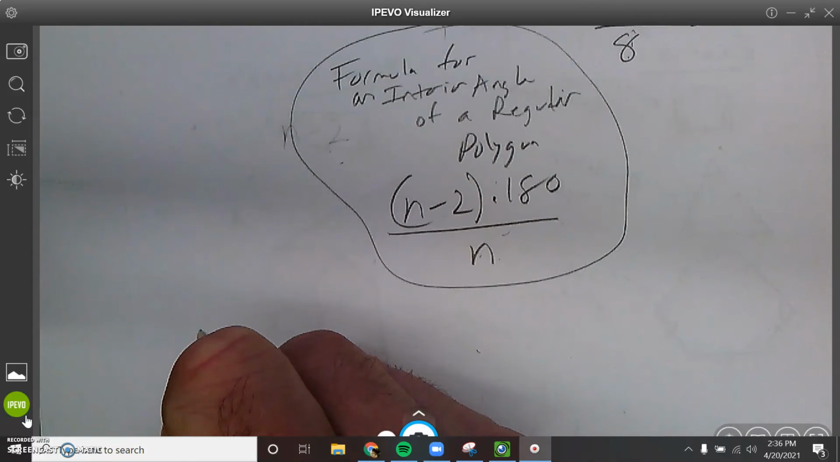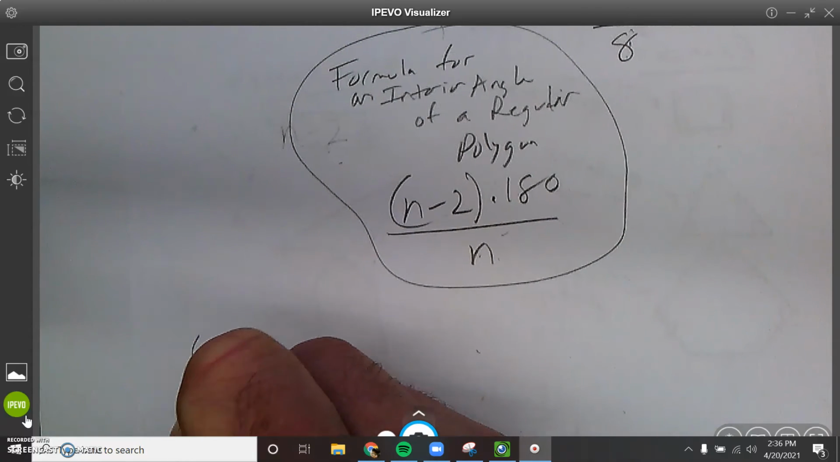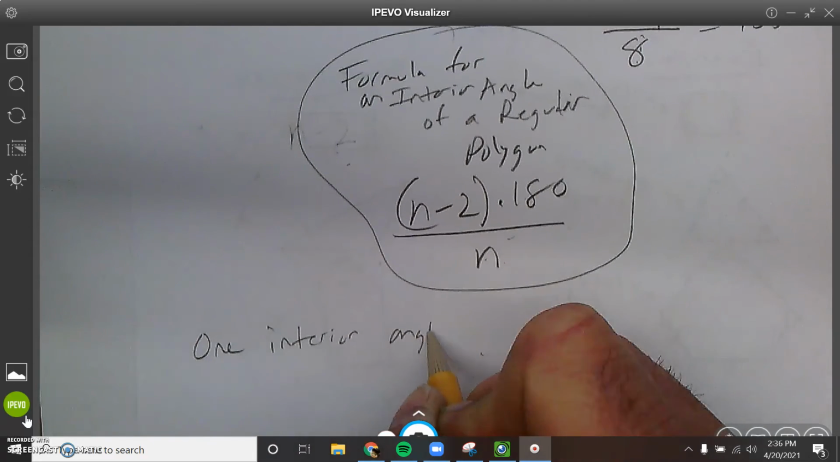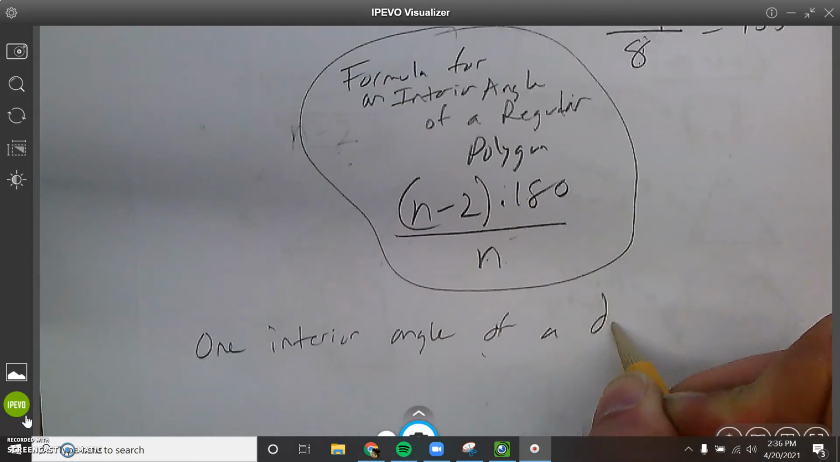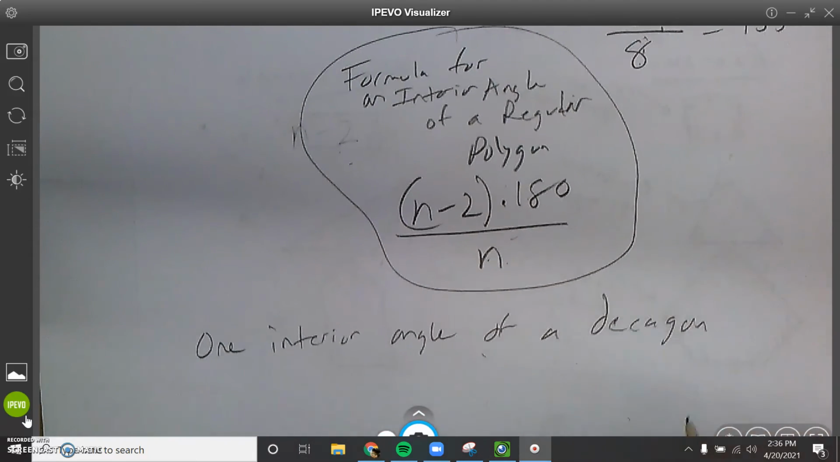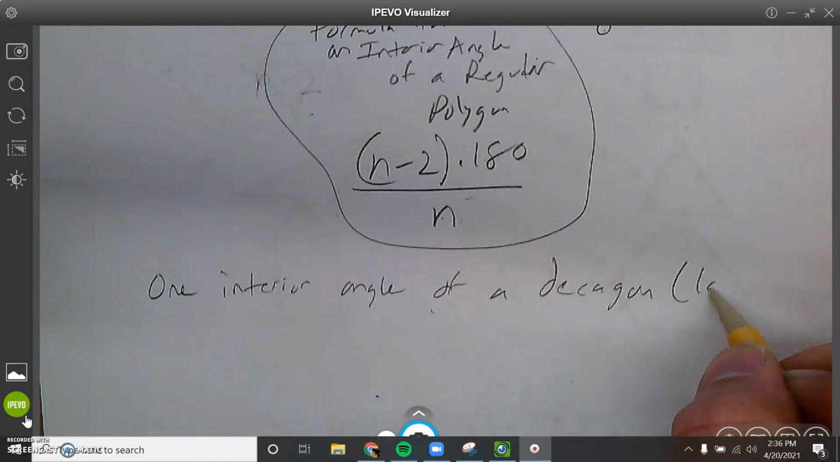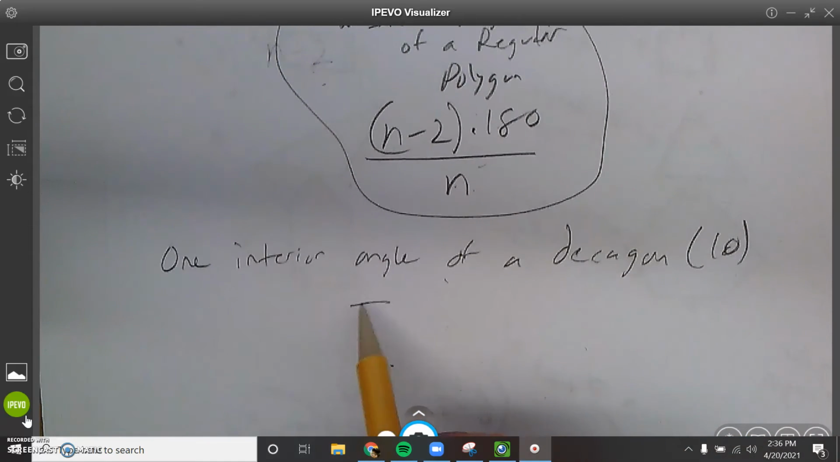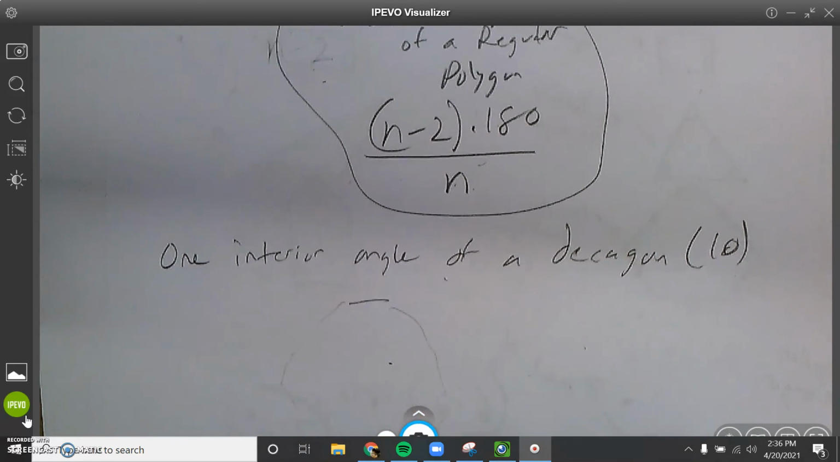Let's figure out I want one interior angle of a decagon. How many sides in a decagon? That would be 10 sides. Okay? So I want one interior angle. So I'm not going to draw it like this because it's going to be messy and I may not be able to get it, but that's okay.